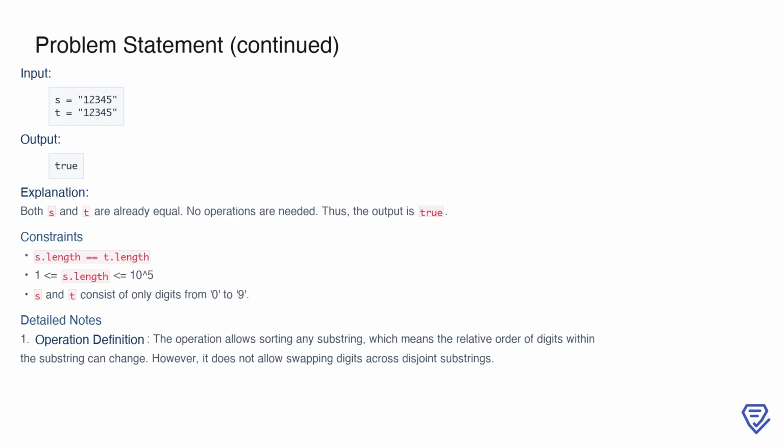Additionally, the problem comes with certain constraints. Both strings must have the same length, which can be as large as 100,000 characters. Furthermore, s and t are strictly composed of digits from 0 to 9. These constraints mean the solution needs to be efficient enough to handle very large inputs while adhering to the rules of the operation. Let's break down the operation and key observations that can help us solve the problem.